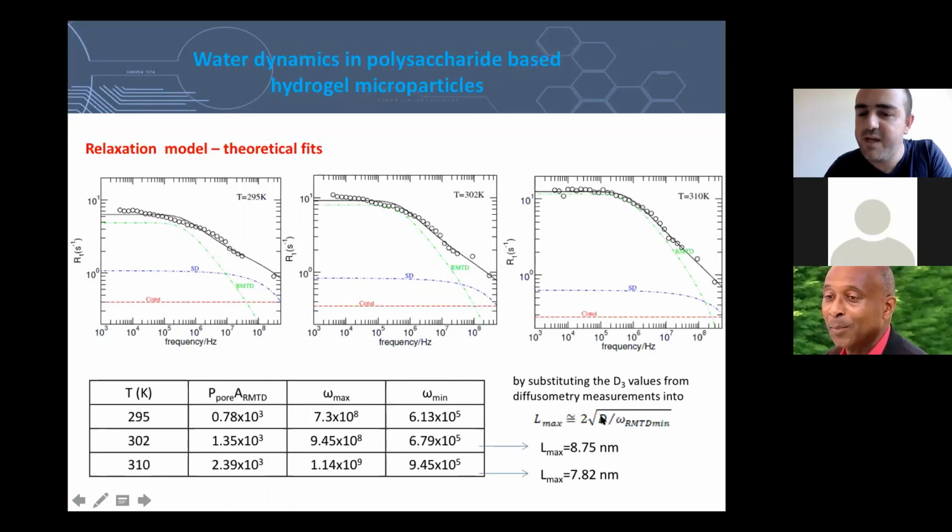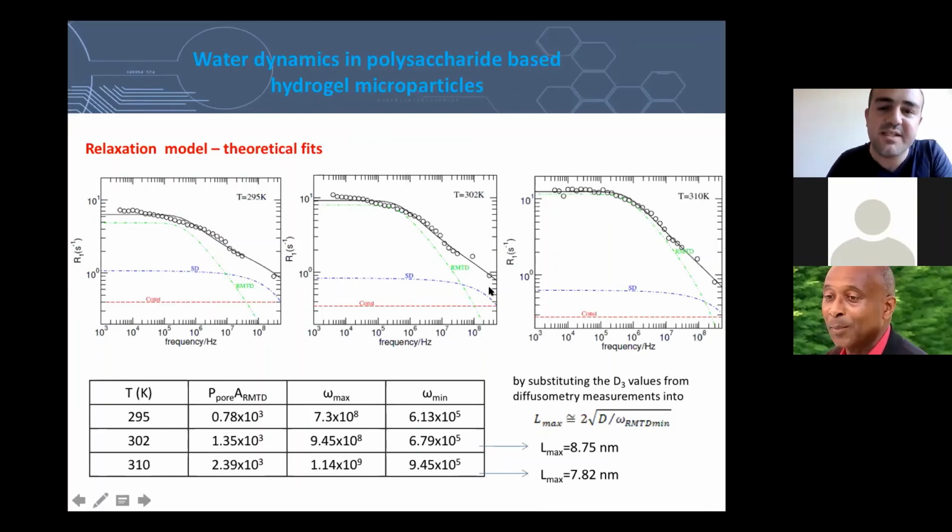And if here we substitute the diffusion coefficients that we obtained from diffusometry measurements, again, I remind you that we have associated the third diffusion process with the water diffusing inside the pore. So if we substitute these values into the values obtained from the fit, we obtain a maximum molecular displacement corresponding to 8 to 9 nanometers, which is very close to the pore size we obtained with the BET measurements.